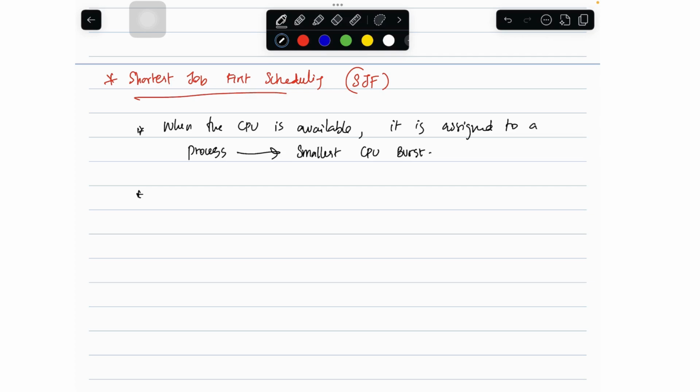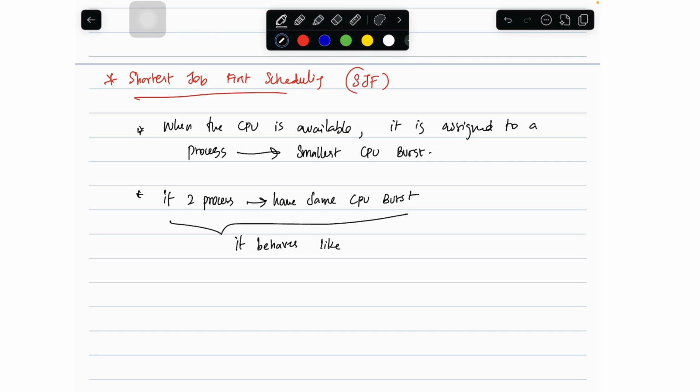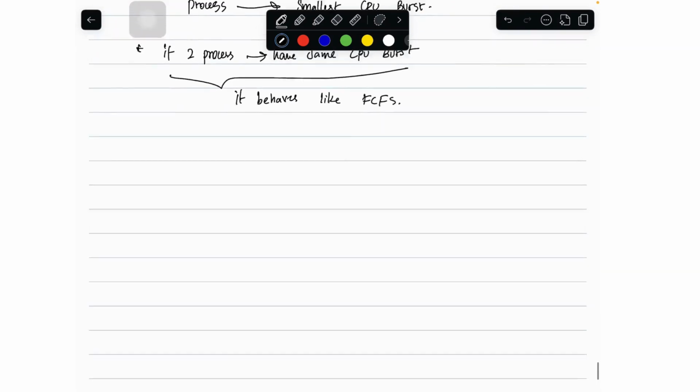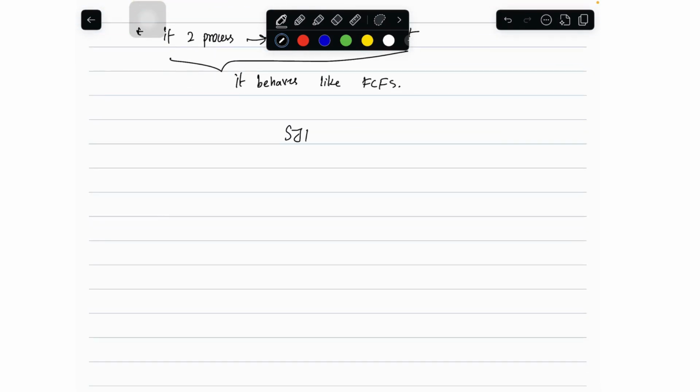So what happens if the CPU burst of two processes are same? If two processes have same CPU burst, then it behaves like first come first serve. Again, the CPU will point to the head of the next process in line, and the criteria is we have preemptive scheduling and we have non-preemptive.